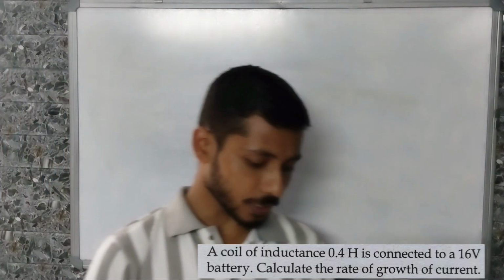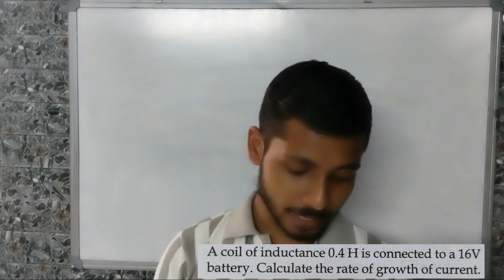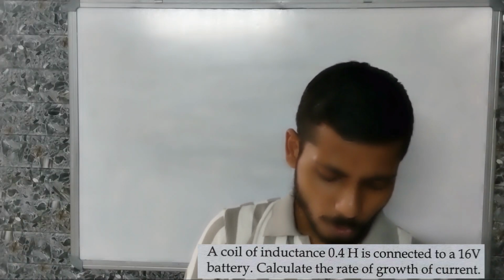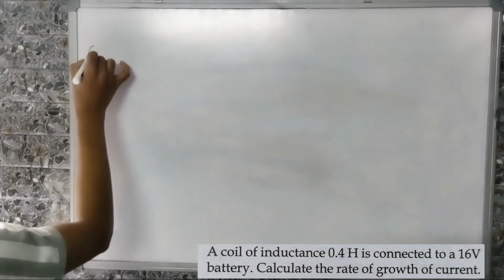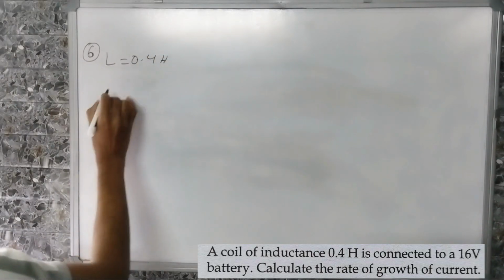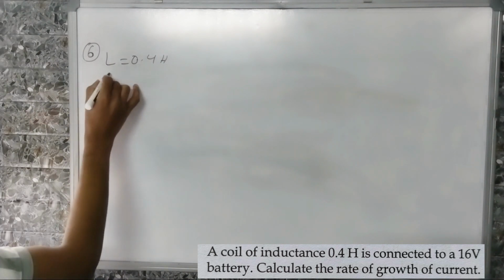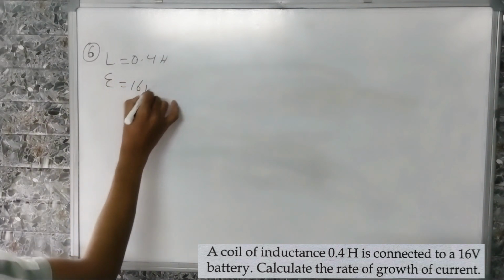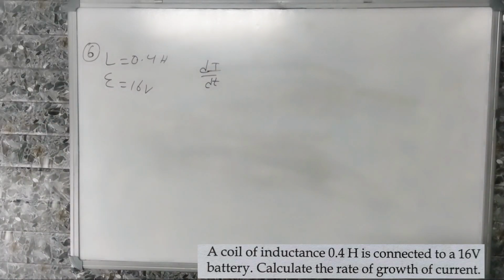Okay, next question, children. A coil of inductance 0.4 Henry is connected to a 16 volt battery. Calculate the rate of growth of current. Here, given, question number 6: L is 0.4 Henry. EMF is 16 volt. Asked is the rate of flow of current.